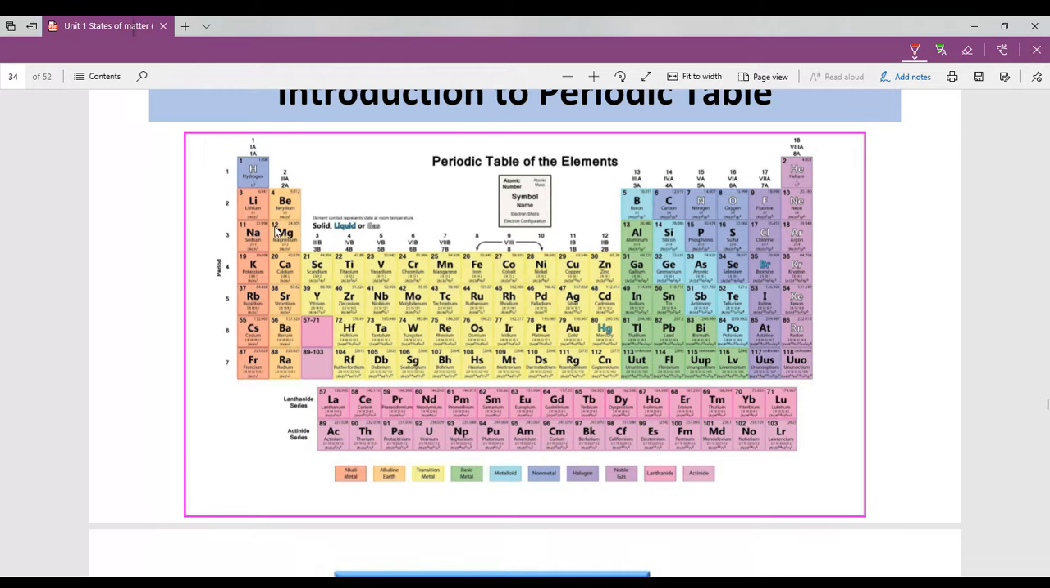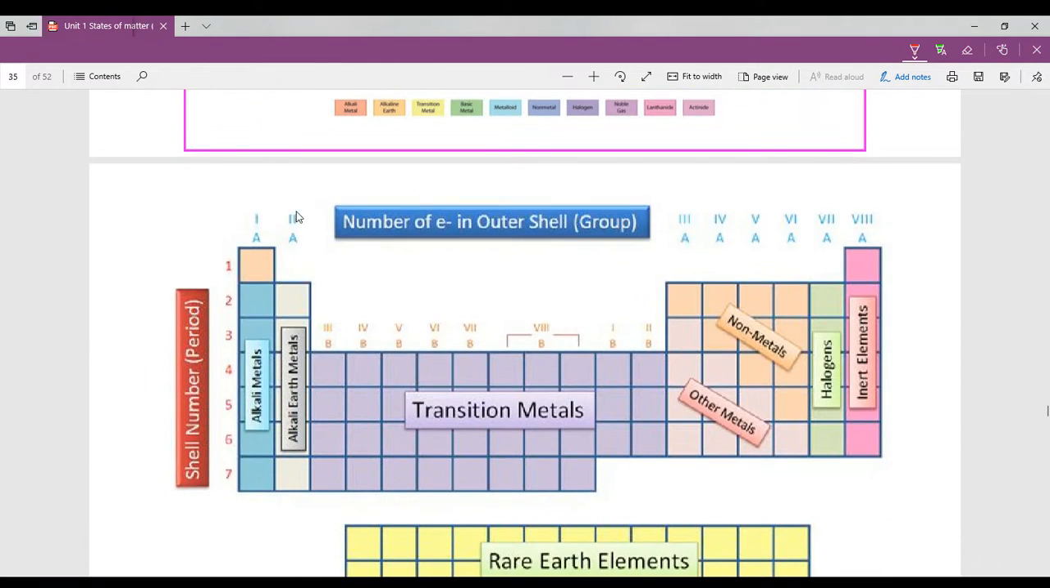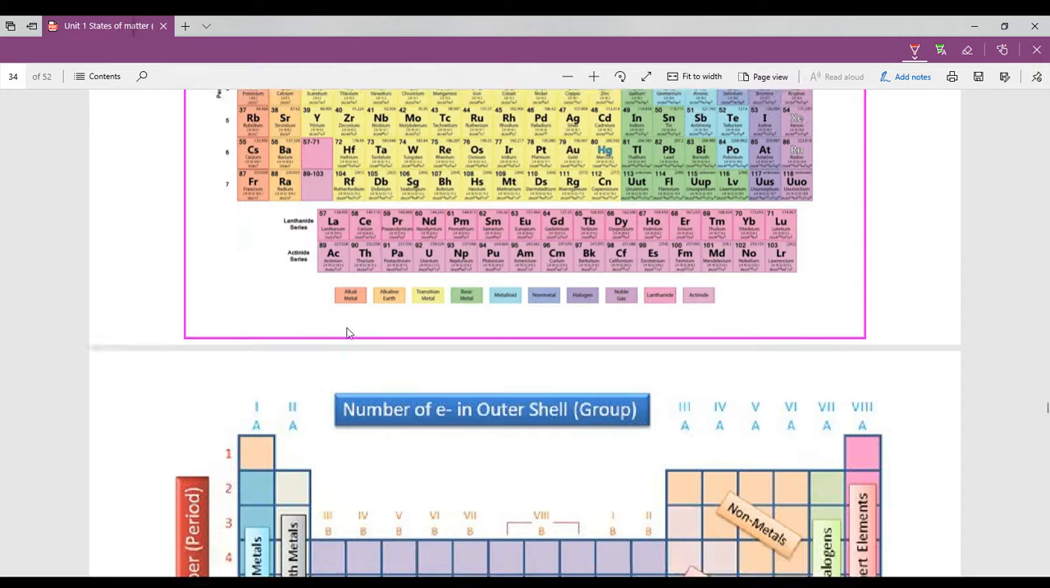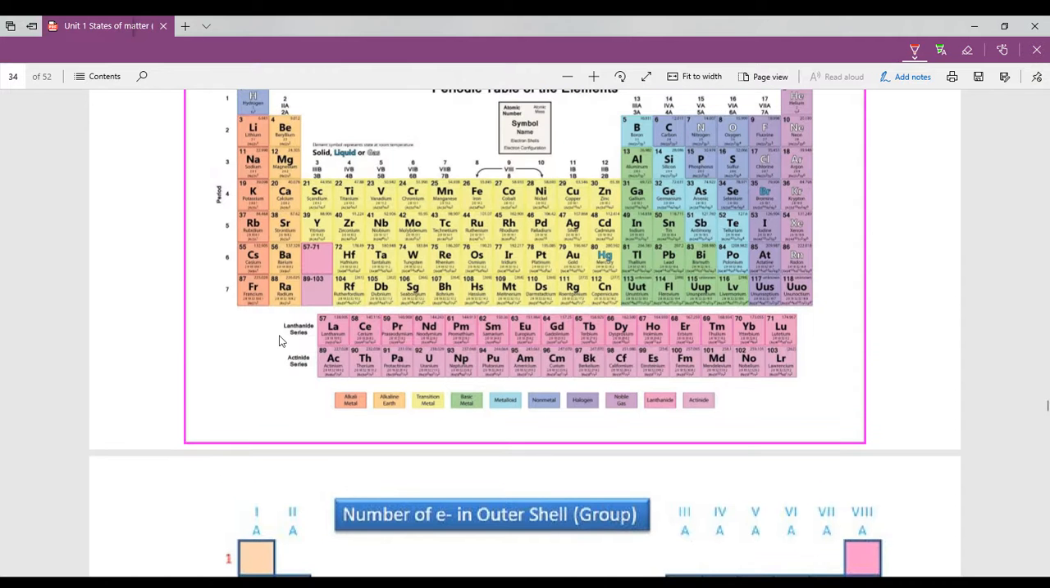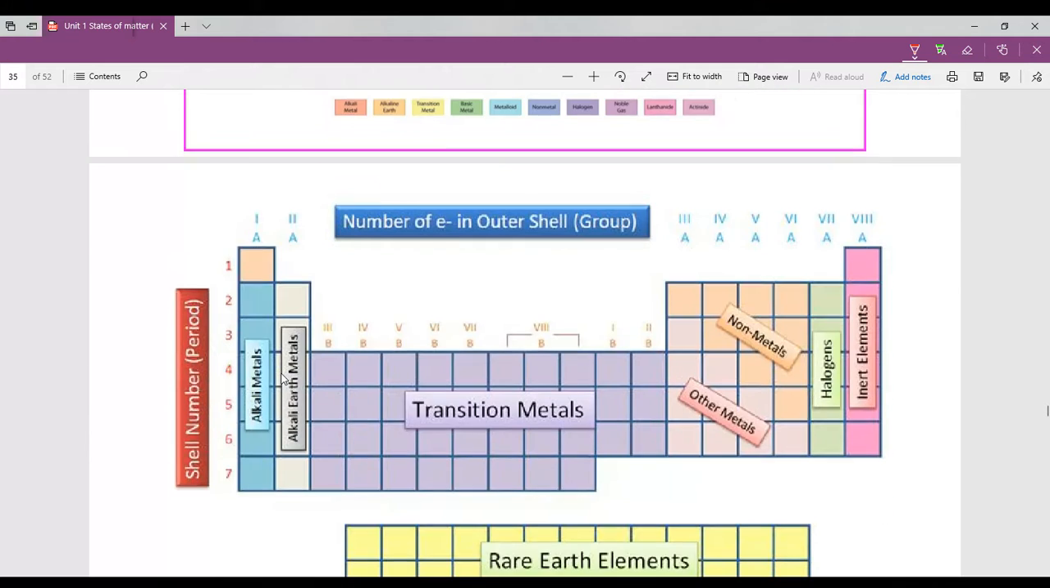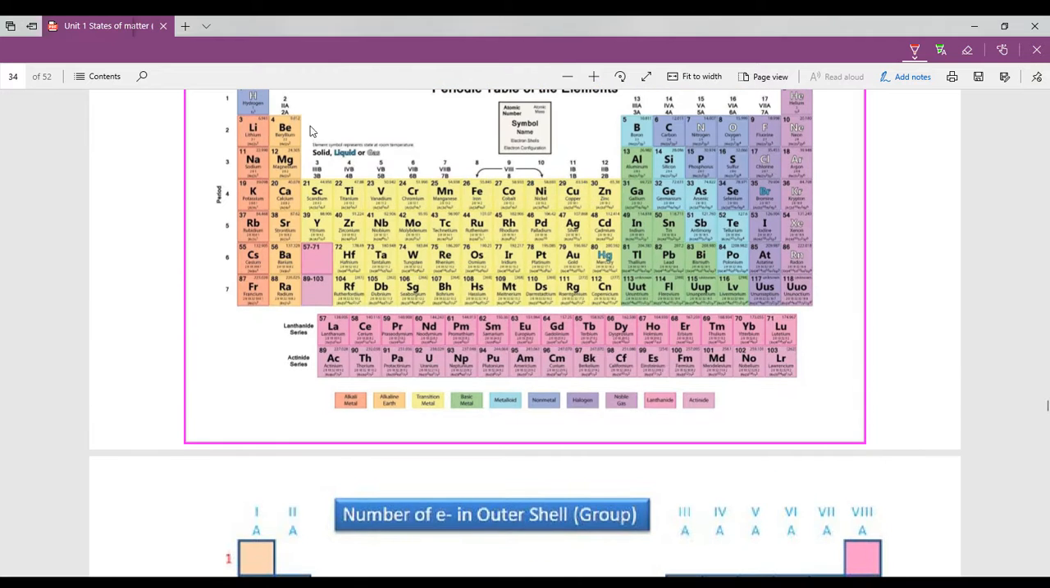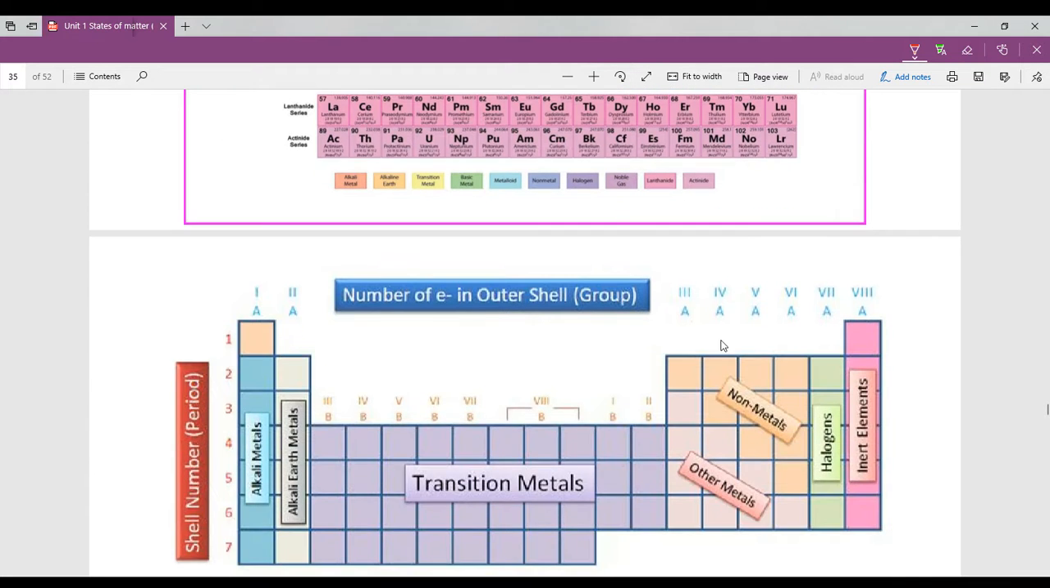And then over here, group number 2, sometimes we call it 2A. These are the alkaline earth metals, from beryllium down to radium. And then we're going to skip all the way to group number 3. This is 3 or 3A, and then this is group 4, 4A.